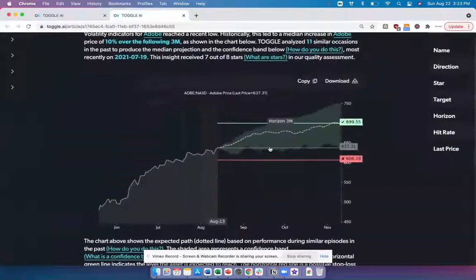The green line represents Toggle's median prediction. This means that at least half of the past episodes resulted in Adobe's price return reaching this level or higher. The shaded area represents the confidence interval that gives you a sense of how wide the range of those past outcomes was. The gray line is the current price. The red line is meant to serve as a reassessment level. If the price veers so far away from the confidence interval, odds are something else is driving the asset price, and you had better reevaluate your position in the stock.